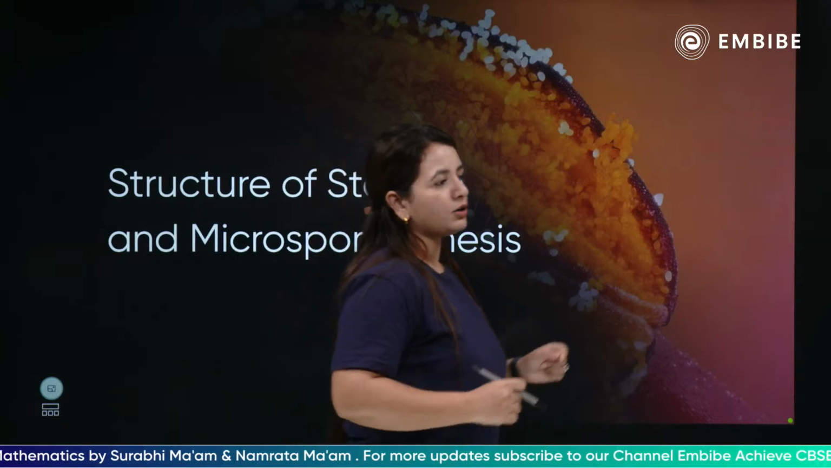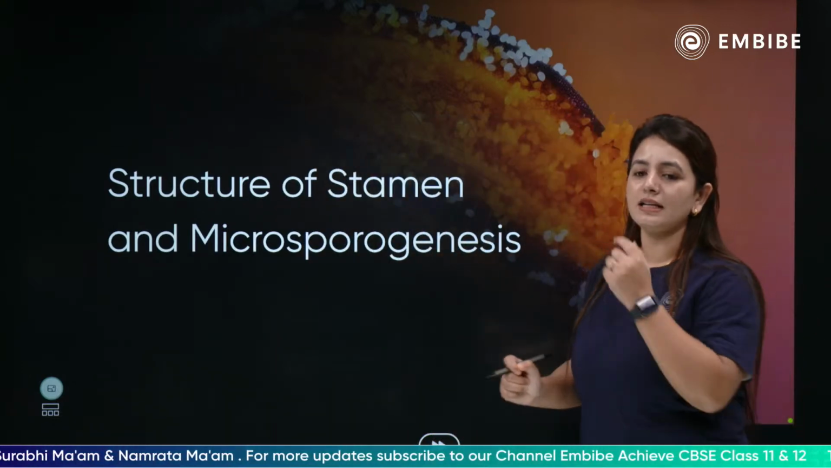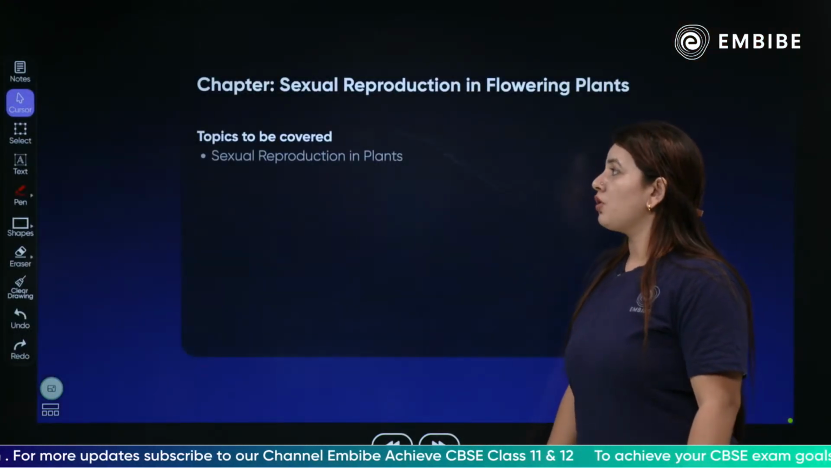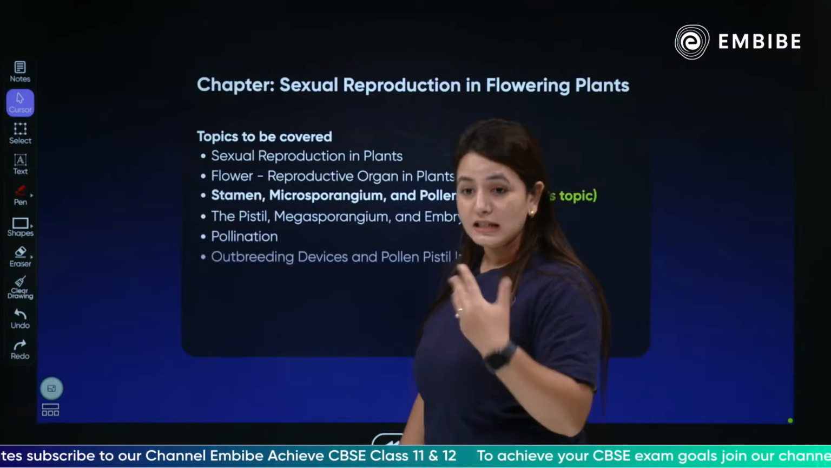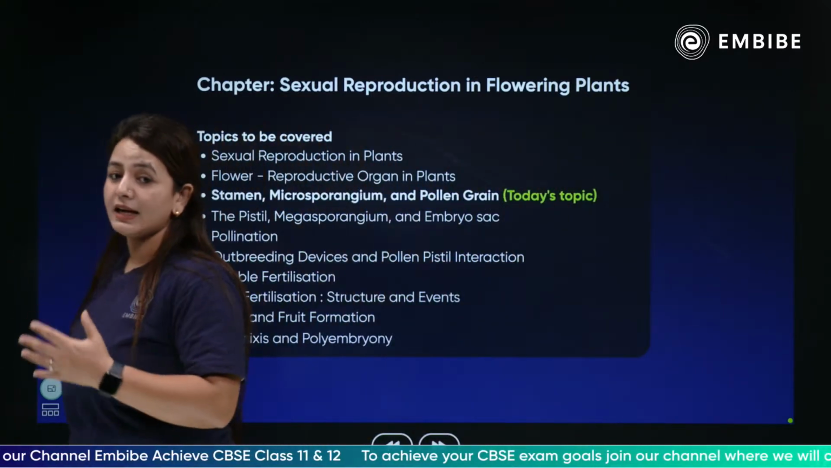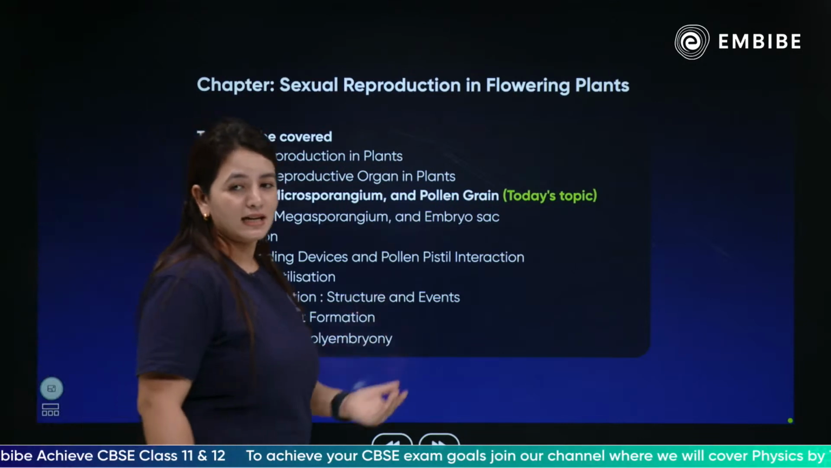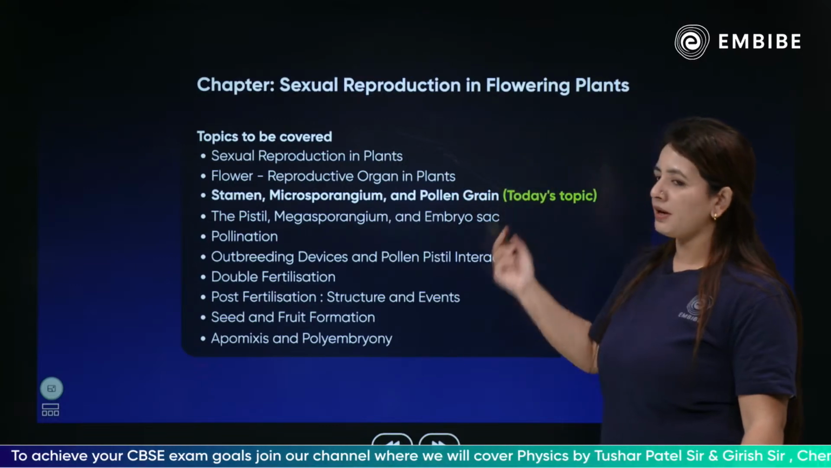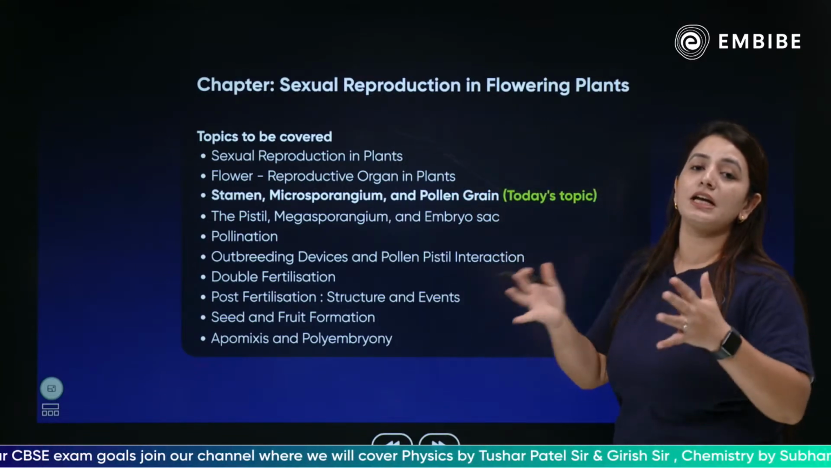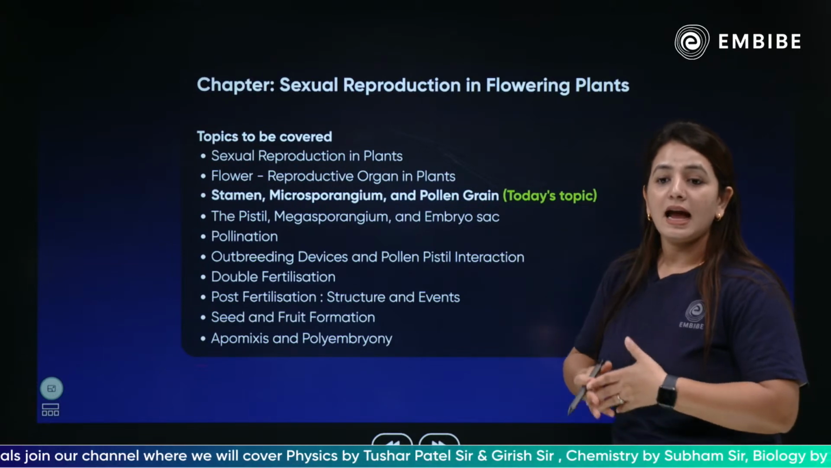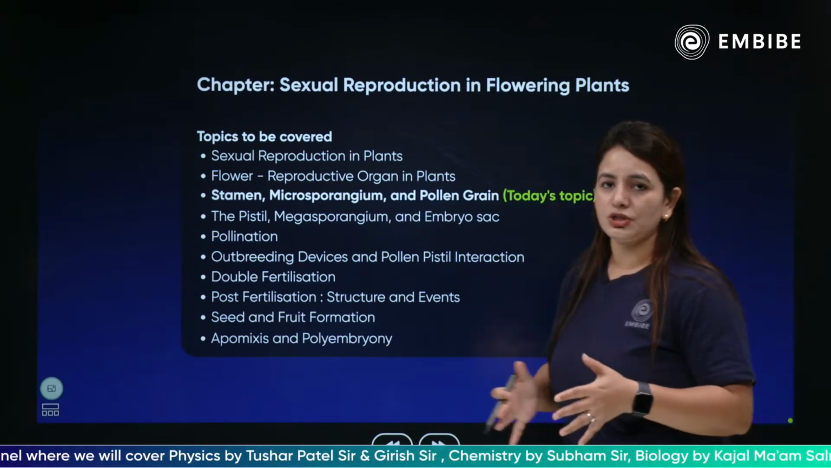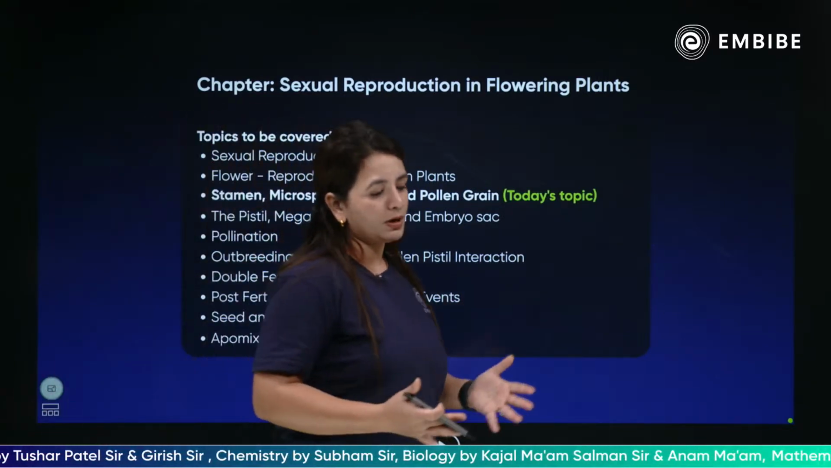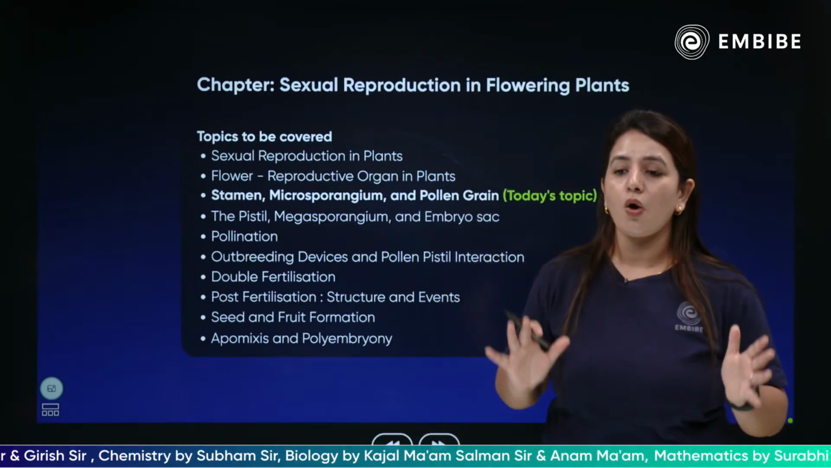Okay, so following today's session, let's start with the structure of the stamen and the microsporogenesis. Talking about the topics, of course, some have already been discussed in previous lectures. We have already discussed sexual reproduction in flowering plants and the reproductive organs in plants, and today we are going to start with the third topic, the structure of the stamen and the microsporangium. In the next chapter, we are going to discuss the structure of the pollen grain also.